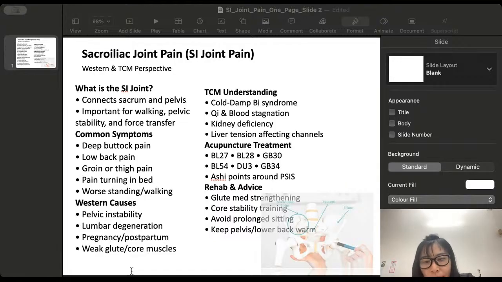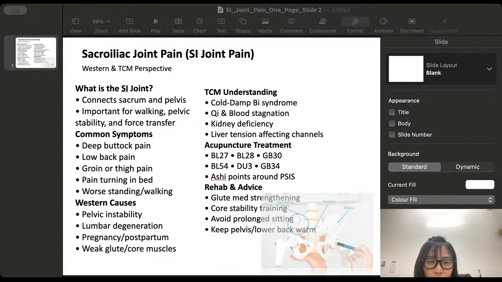We have some common TCM patterns. The first one is cold-damp Bi syndrome. That's very common when you feel a deep aching pain, and patients feel it worse with cold weather, or it's quite stiff, and humid weather like rain makes it worse. That often refers to cold damp pain, because there's cold and dampness inside your body and you couldn't get them out. So every time the weather gets cold or humid, you feel the pain.